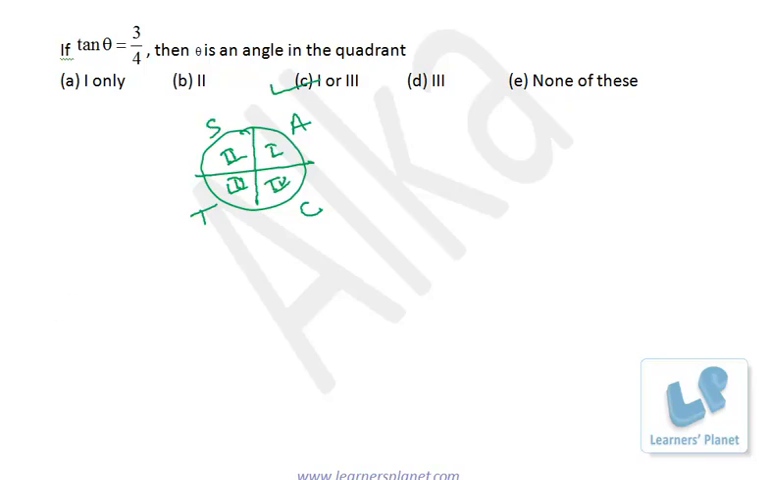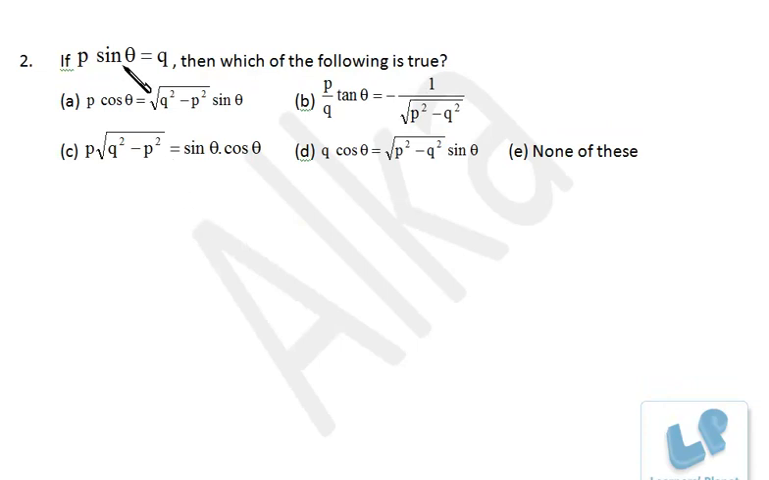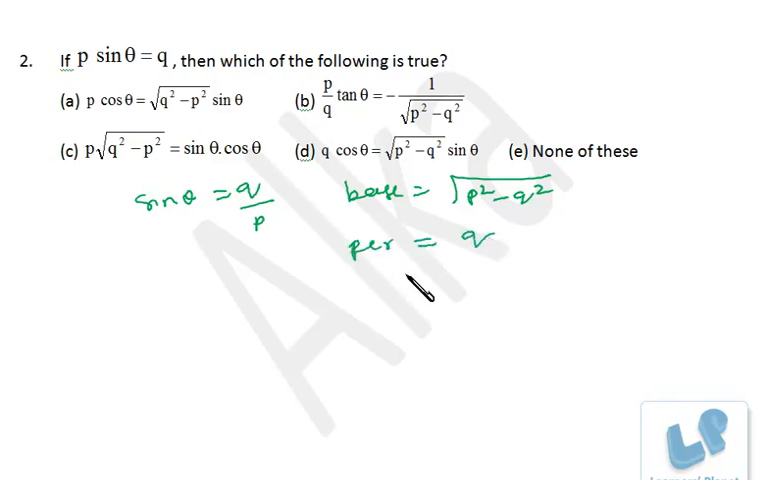Okay. Now this question: if p sine theta is equal to q, then which of the following is true? That means sine theta is actually what? Perpendicular by hypotenuse. That means q by p. So this is perpendicular, this is hypotenuse. That means the base will be, according to Pythagoras theorem, root of p square minus q square, right? Now we have to find out which one of them is correct. I write over here, perpendicular is q and hypotenuse is p.